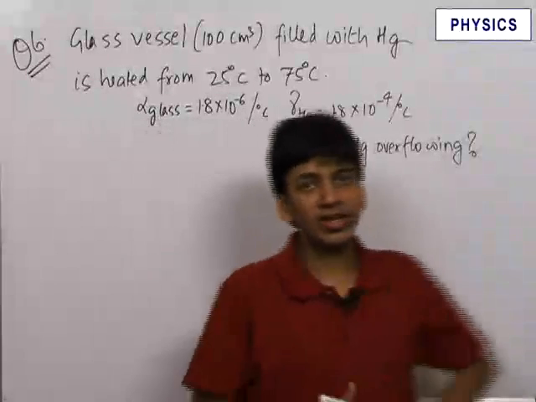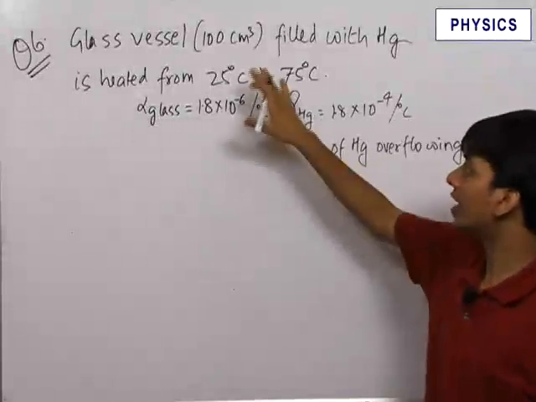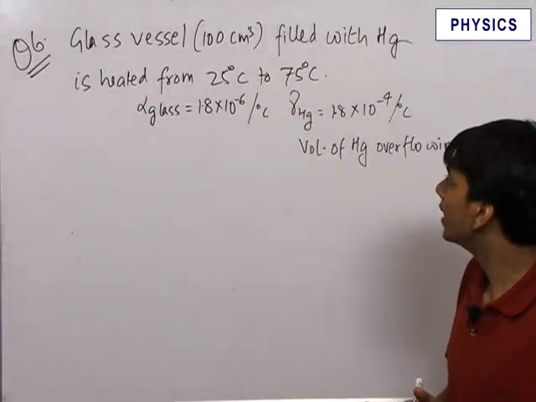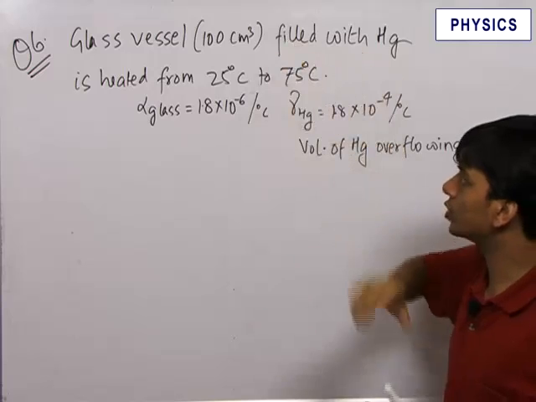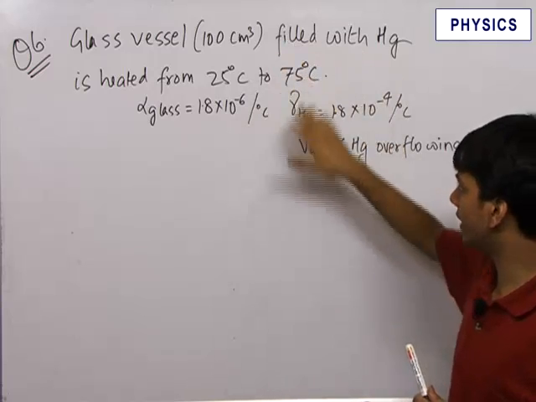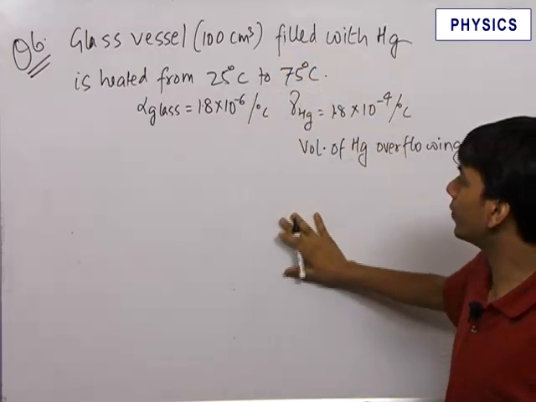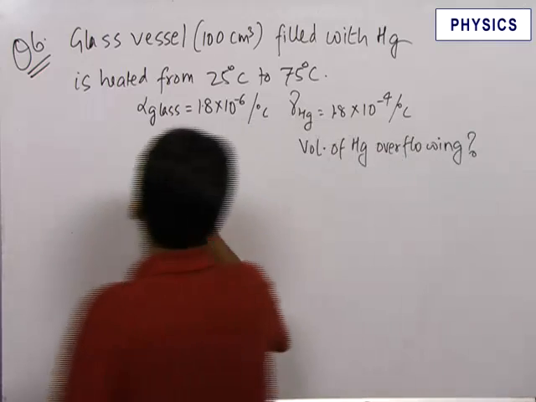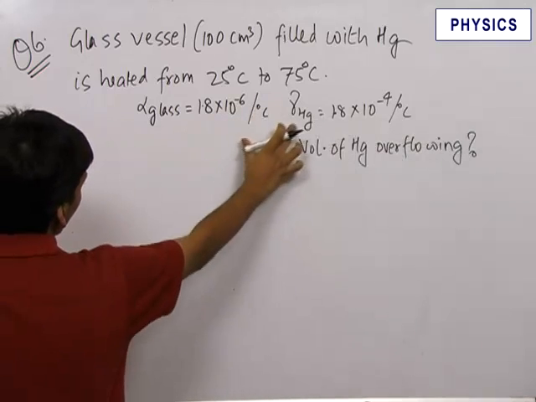The given problem is quite an interesting problem. We have a glass vessel of 100 centimeters cube filled initially with mercury at 25 degrees Celsius. The volume of the mercury thus also is equal to 100 centimeters cube. The whole system is heated up to 75 degrees Celsius. We need to find out the volume of mercury overflowing, and the alpha of glass and the gamma of mercury is given.